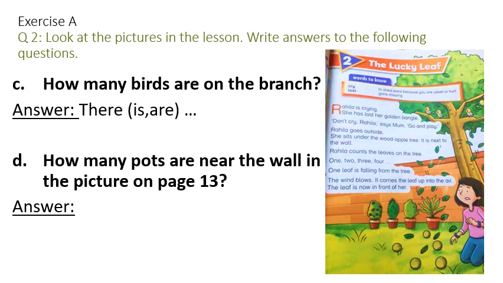D part is, how many pots are near the wall in the picture on page number 13? You can see the picture on page number 13. You can count the flower pots, or simply you can count the pots. And now you can make your own answer. It's very simple. You follow the same sentence structure with there. Then you will use either is or are according to the number of pots. And the rest of the question will stay the same. You can use the same words from the question and you can form your answer now.